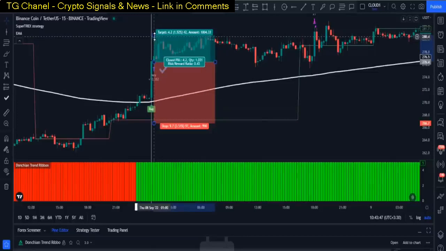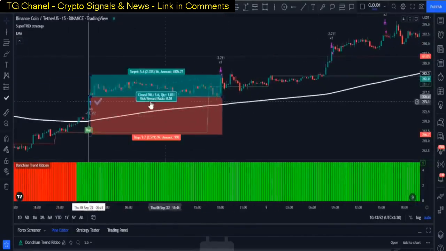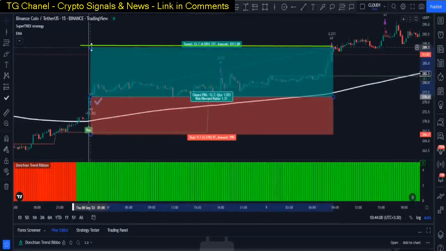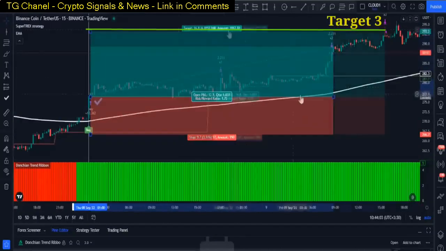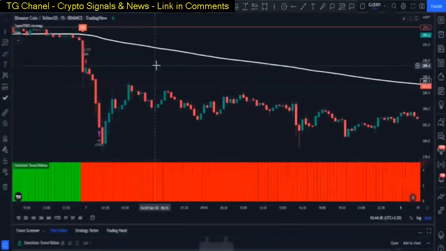For exiting the trade, my first TP has been marked here. I could also use my other TPs as well. See, here is the second one with 4% profit and the third TP with 6% profit. 6% profit just using the spot mode. Now let's move on to the short trades.